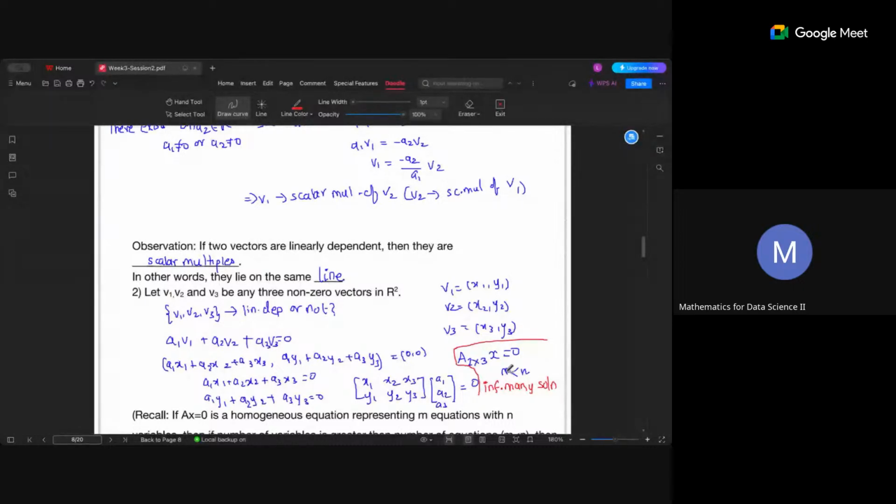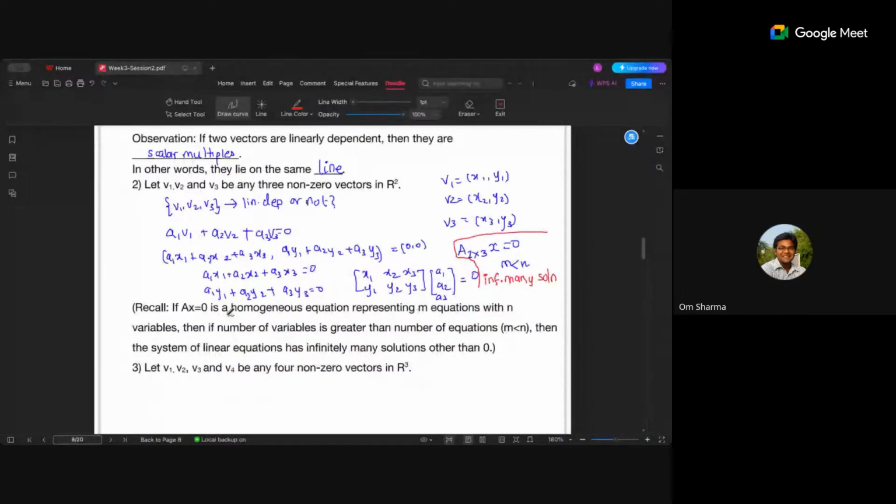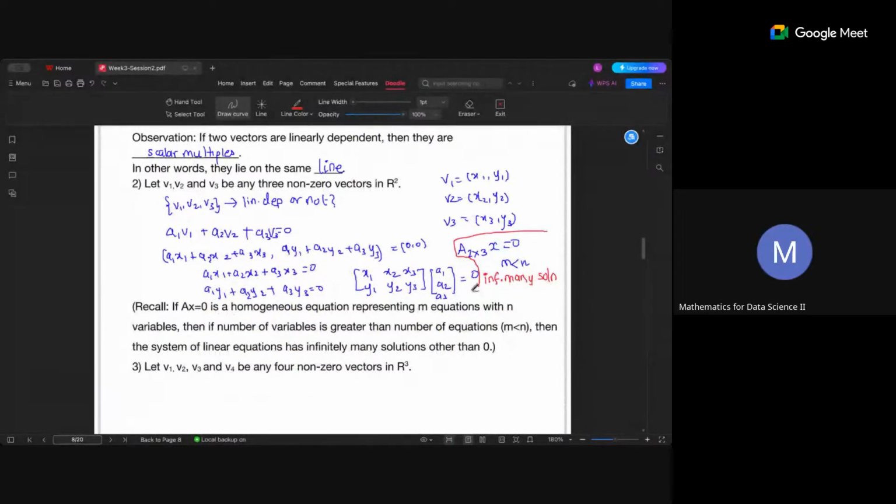In this scenario, whenever you have an m by n matrix where m is less than n, you have infinitely many solutions, right? Since you have infinitely many solutions, you are going to have some non-zero solution for this equation. If you have a non-zero solution, is the set linearly dependent or not? So the answer here is that it is linearly dependent.